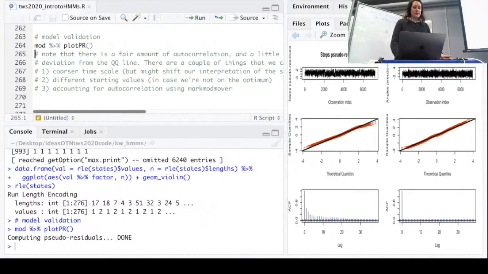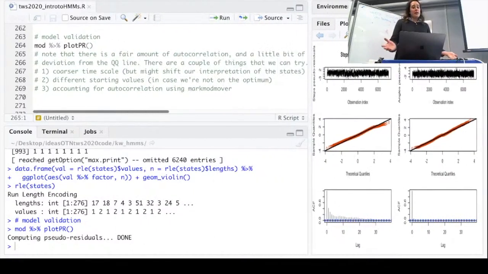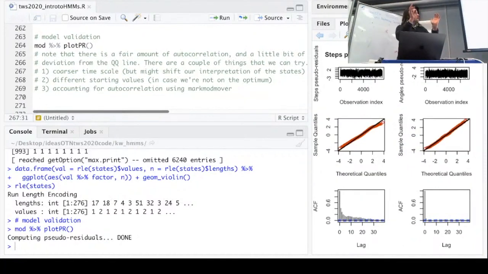A couple different ways that you could do that. One, you could try to use a coarser time scale. That might shift your interpretation of your states, but we haven't really even talked about the interpretation of these states yet. I was going to do that a little bit later. A coarser time scale makes sense because if you have a finer time scale and you're interpolating over that, then you're going to have multiple observations that are just closer to each other, so they're going to be more related.